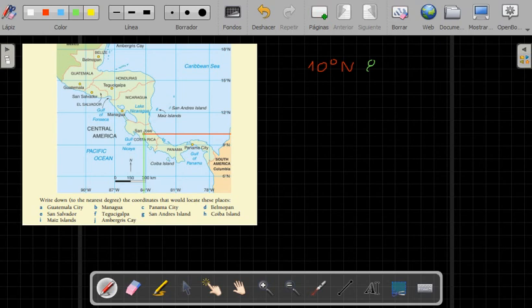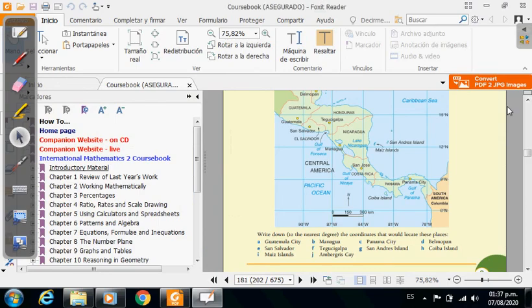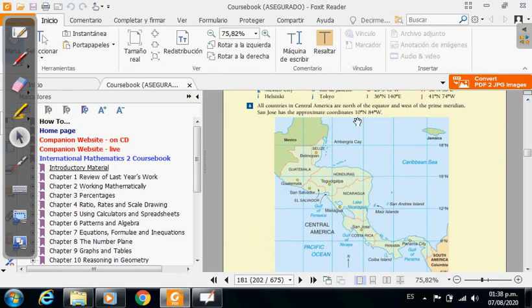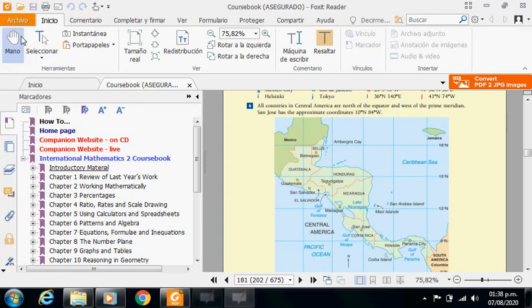Okay, is that what the book said? 10 degrees north, 84 degrees west. So let's take a look to see that. Yep, 10 degrees north, 84 degrees west. So let's try to solve one of these exercises.